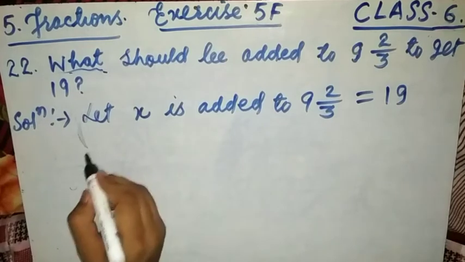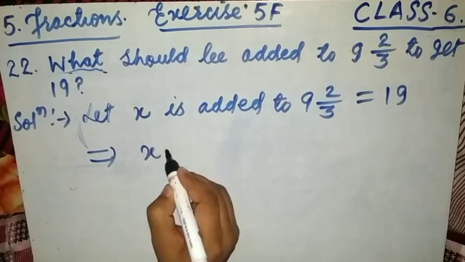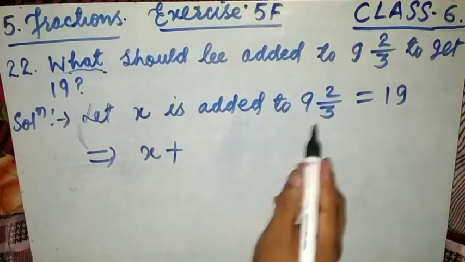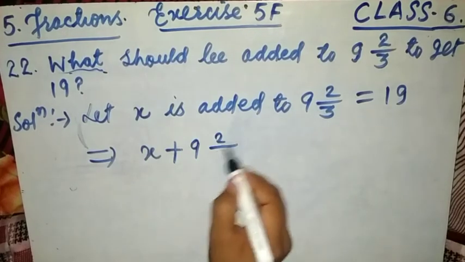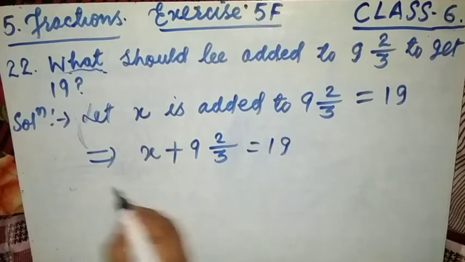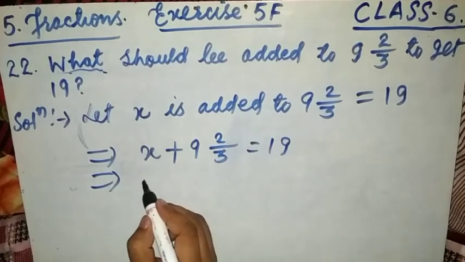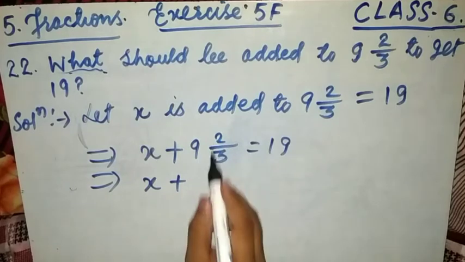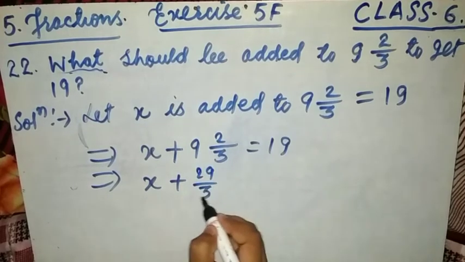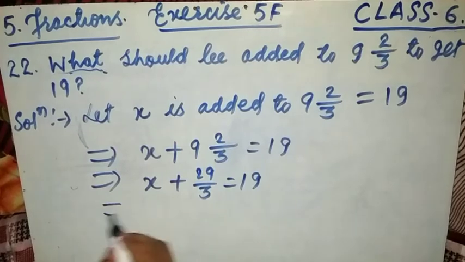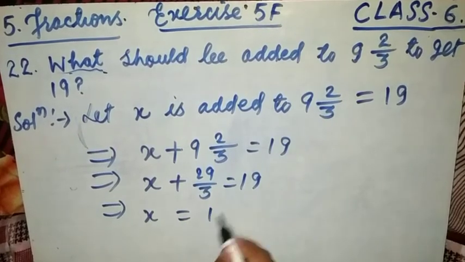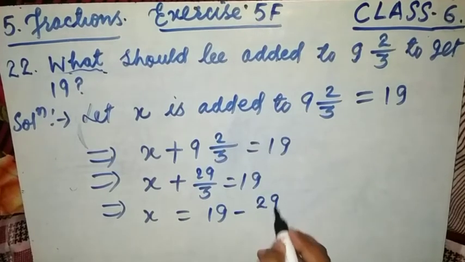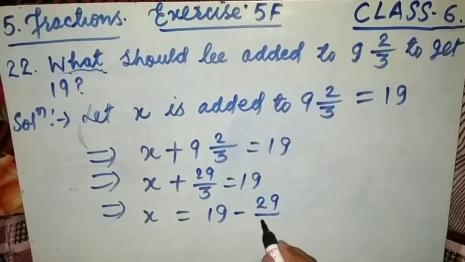So okay, now see, x is added. In mathematics we can write x plus 9 2/3 is equal to 19. Now solve. First we have to change the mixed fraction into an improper fraction: 9 threes are 27 plus 2, 29 by 3. Here is the 19, and we have to find the value of x. We bring this to the right hand side with the negative sign, because on the left side it is positive.